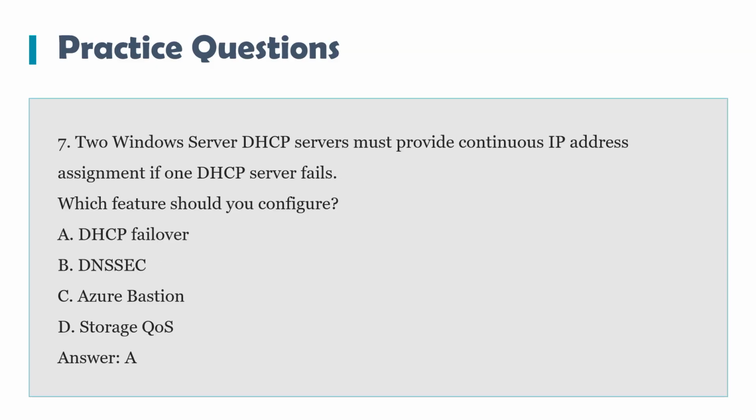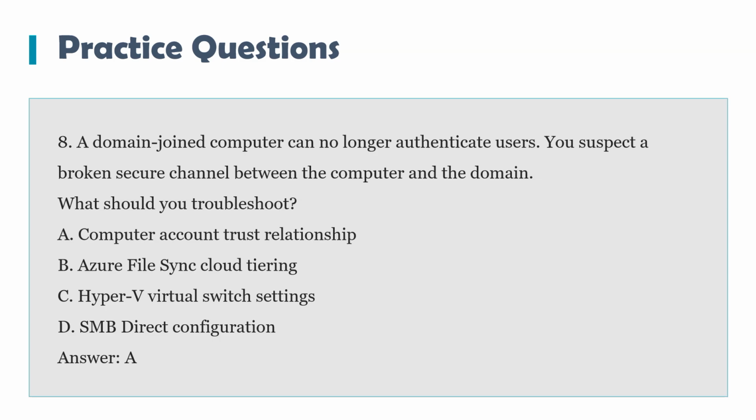7. Two Windows Server DHCP servers must provide continuous IP address assignment if one DHCP server fails. Which feature should you configure? A. DHCP failover. B. DNSSEC. C. Azure Bastion. D. Storage QoS. Answer: A.